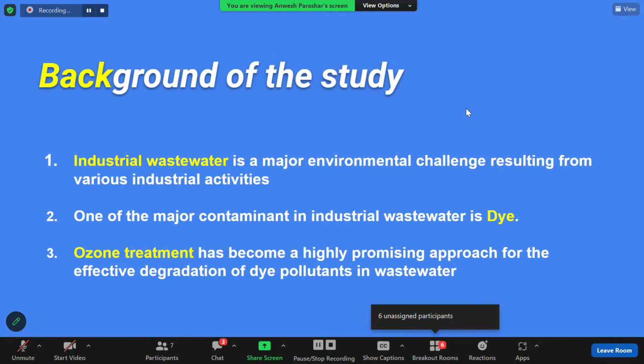Dye is a highly hazardous component of wastewater, and due to its complicated chemical composition, it is resistant to chemical and biological treatment. Industrial wastewater frequently still contains dyes despite conventional treatment procedures, demonstrating the urgent need for efficient and long-lasting solutions to this problem. Now, one may ask, why ozone treatment? Ozone treatment has become one of the most promising approaches for the effective degradation of dye pollutants in wastewater because of its high oxidation potential and its capability of producing reactive oxygen species that are efficient at dissolving colors.